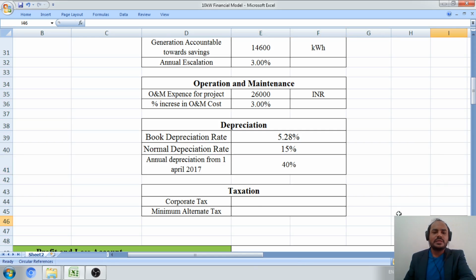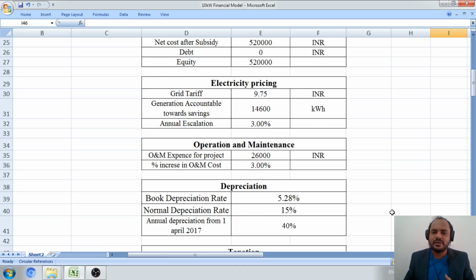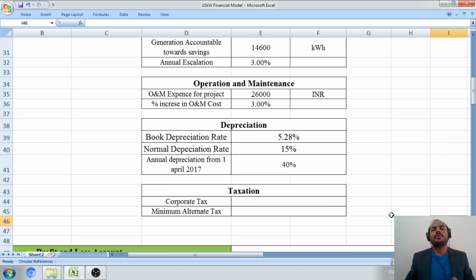The next parameter we're going to decide is the taxation parameter. How much tax will be applicable and what percentage of taxes will be applicable here. Generally, the corporate tax will be applicable on a solar power plant installation, and the minimum alternate tax will also be applicable. Basically, for a company installing the solar power plant and taking the ownership of it, if their annual turnover is up to 250 crore rupees, the flat rate of corporate tax will be 25%. And for a company installing the solar power plant and taking ownership whose turnover is more than 250 crore rupees, the flat rate of corporate tax will be 30%.